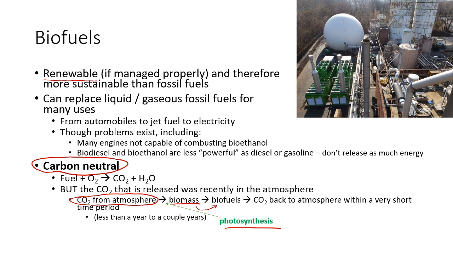Let's say that that corn was harvested in September. It takes a while to ferment it and distill it. So let's say that it ends up in a vehicle as a biofuel in January the next year, maybe December of the same year. And then it's combusted and that CO2 is returned back to the atmosphere.